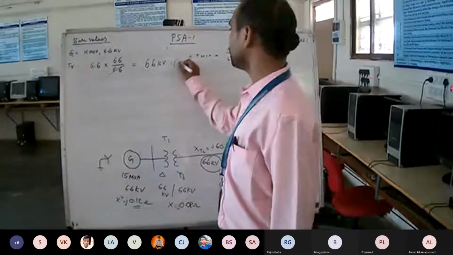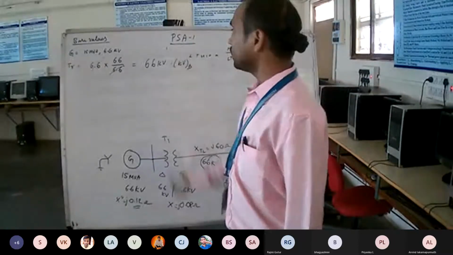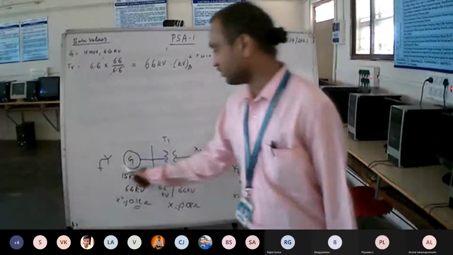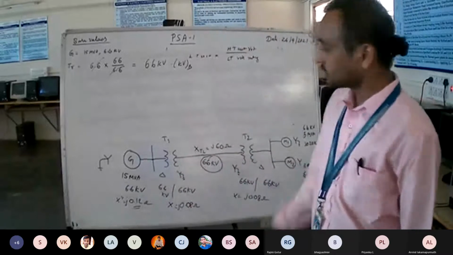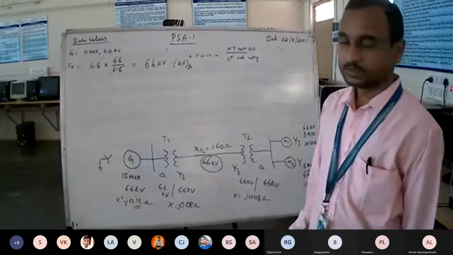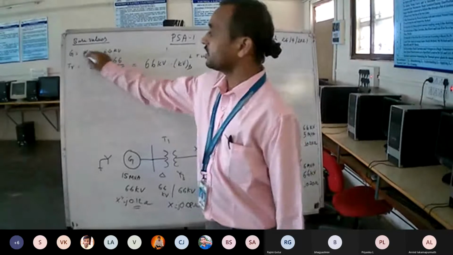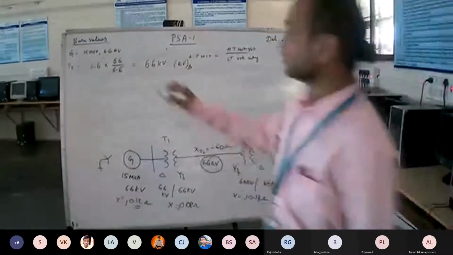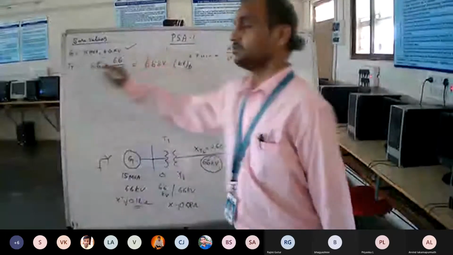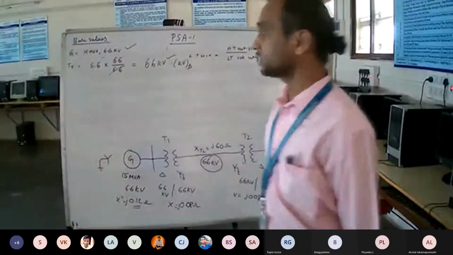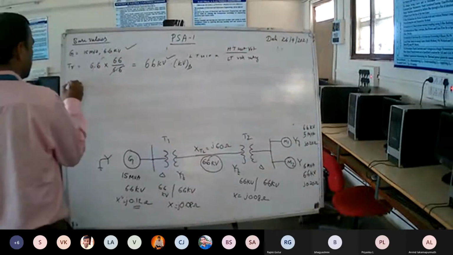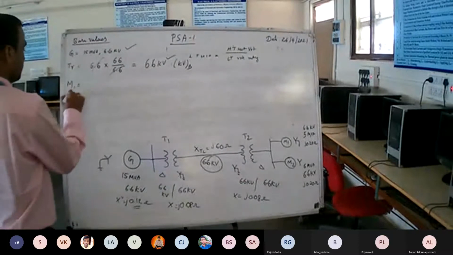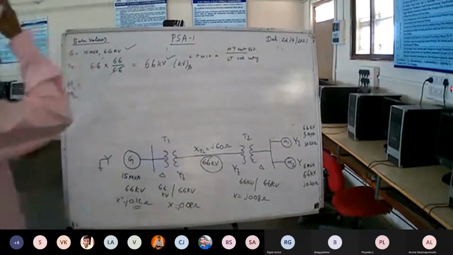This is the kV base, and the power rating will be the same as the generator. The power rating of 15 MVA is common for all the machines in all the sections. Base MVA is common for all sections, but the voltage rating differs for each section: for the generator section it is 6.6 kV, for the transmission line section it is 66 kV, and for the motor side, motors M1 and M2, we need to use the base values.